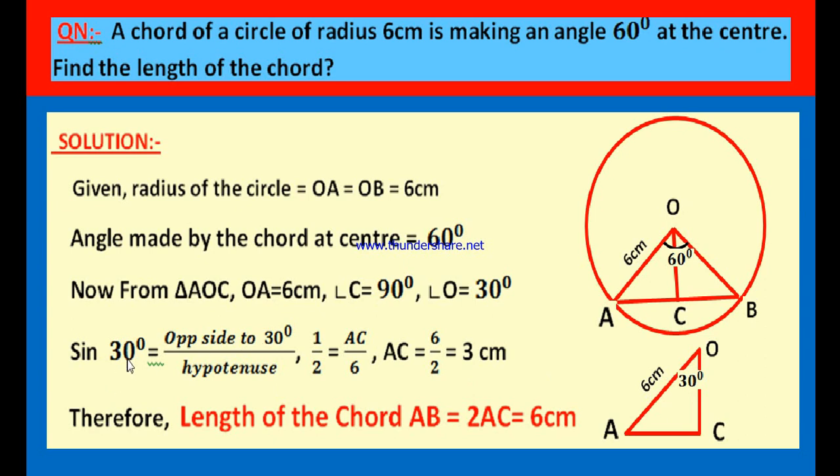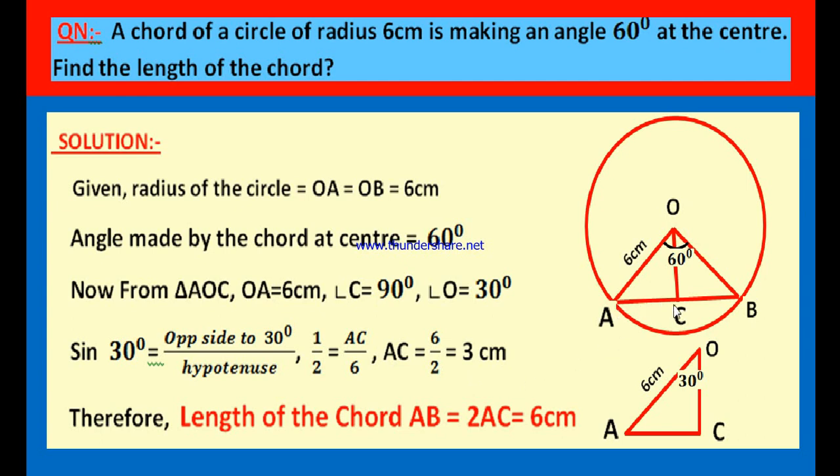We know that sin 30 degrees value is 1 by 2, which is equal to the opposite side AC by the hypotenuse 6. That is AC is equal to, taking this 6 to the other side, 6 by 2. 6 by 2 means 2 in 6, 3 times. Therefore, AC is equal to 3 centimeters.